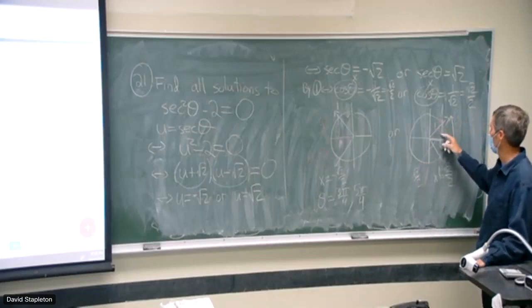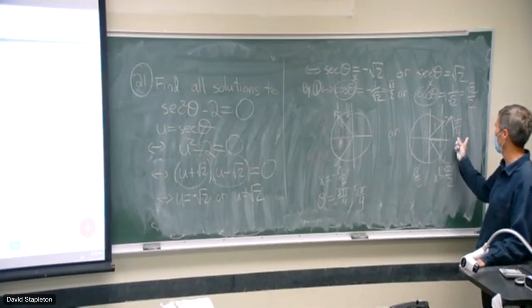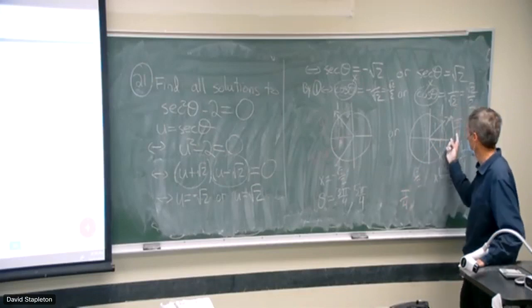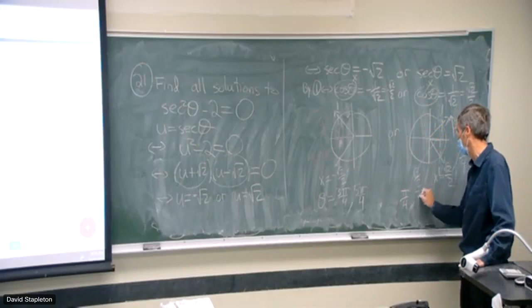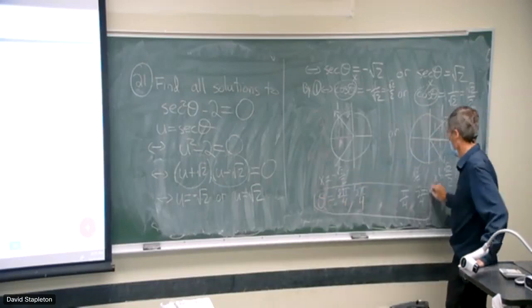This must be a 45, 45, 90 triangle. That must be pi over 4, and by symmetry, that's pi over 4. So the angles are, let's see, pi over 4 is one of them. The other one is 2 pi back up pi over 4. It's 7 pi over 4, right? 8 pi over 4 less pi over 4. So there's 4 solutions to that one.